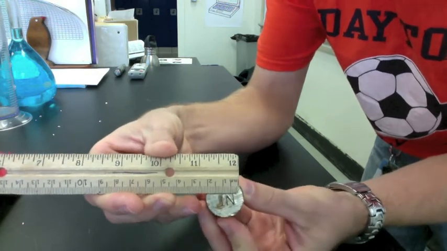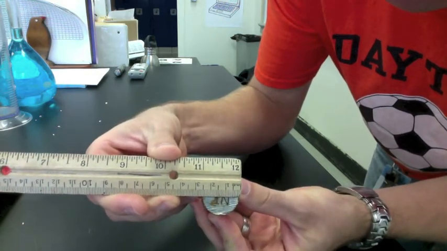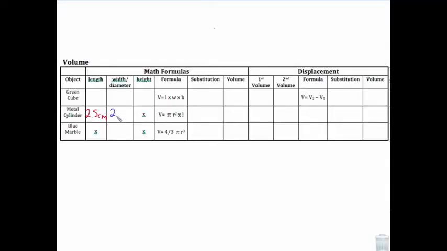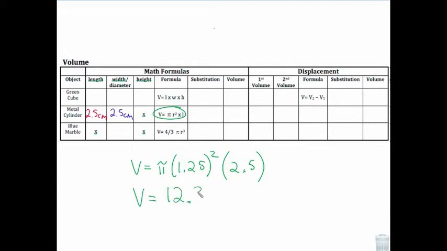The width, or in our case, diameter, of the cylinder is 2.5 centimeters. Remember, even though the diameter is 2.5, the radius is half that, 1.25 centimeters. Now you plug it into this formula. Volume equals pi times the radius, which is half the diameter, 1.25 squared, times the length, 2.5. You can use 3.14 for pi, and you'll find the volume is 12.3 cubic centimeters.